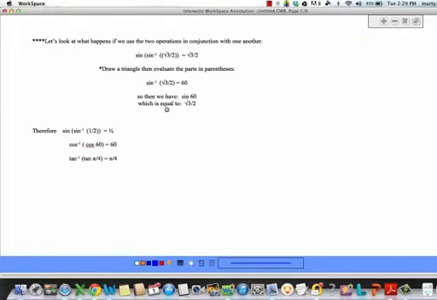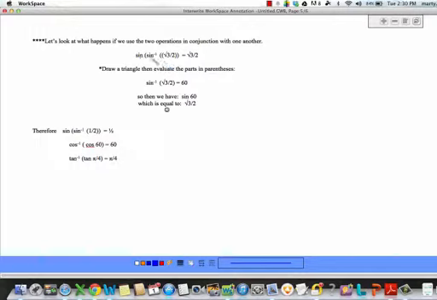Backside, just want to take a look at this little section. You can read through this on your own. Let's see what happens if we use two operations in conjunction. This is saying find me the angle that has a ratio opposite over hypotenuse of square root 3 over 2. And then it says take the sine of that angle.